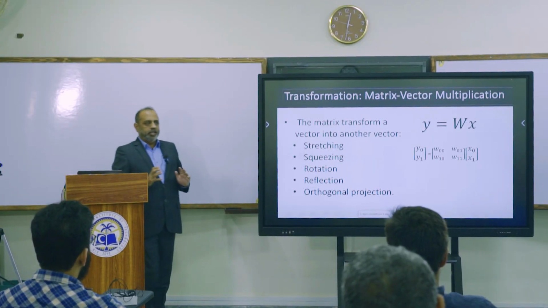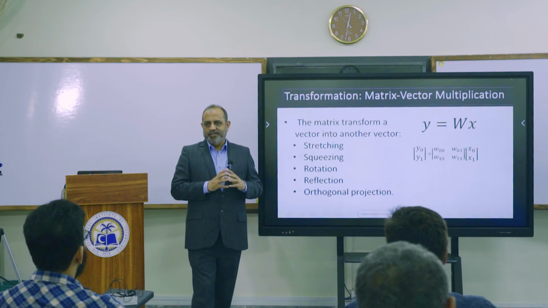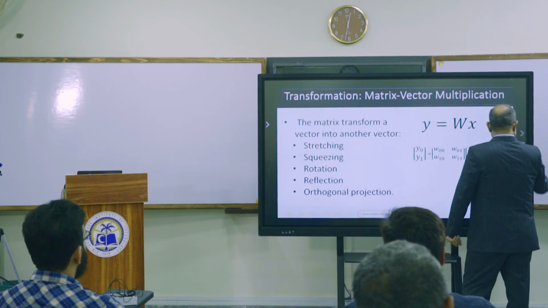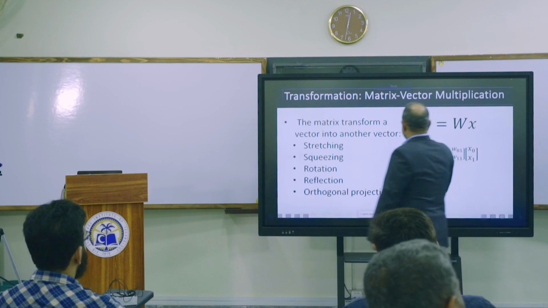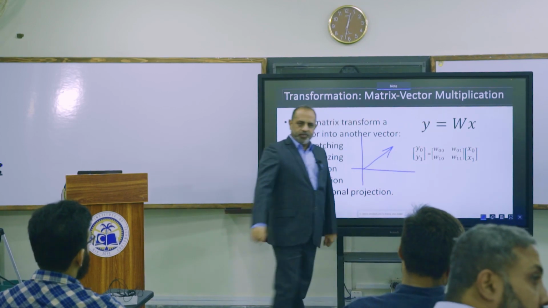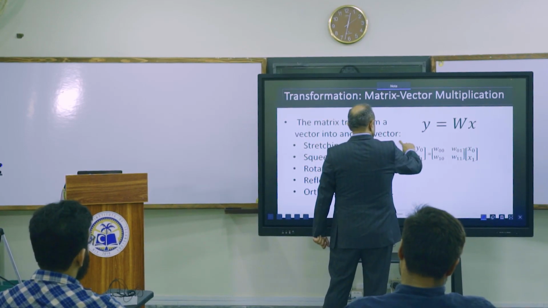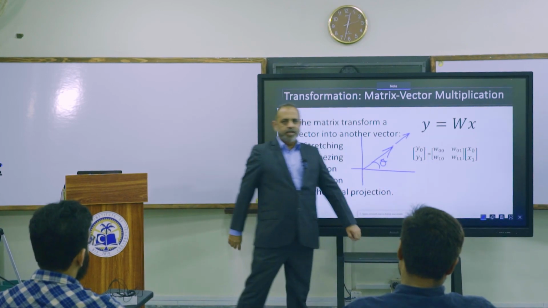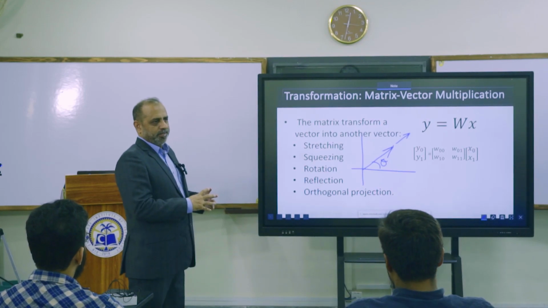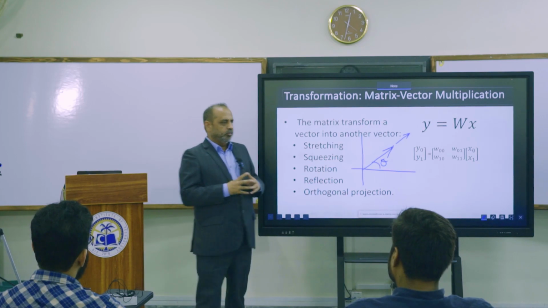What if you want that vector, after multiplying with the matrix, not to change its direction? What if you want a vector that, once you multiply it with a matrix, remains at the same angle theta? It can change its magnitude, but it does not change its direction. This is a very interesting problem in linear algebra to solve.